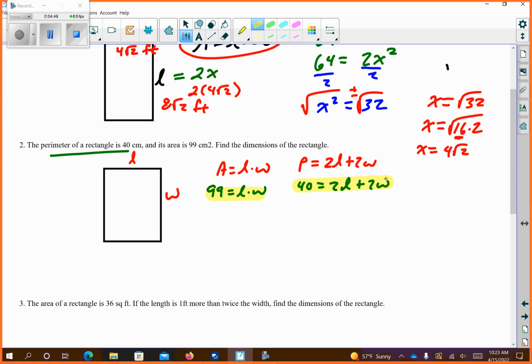First off, do we know that we have 2 unknowns? We don't know length or width, do we? What do you think? How should we approach this a little more in depth? Let's see. Can I solve one of the equations for a letter? So I could say that length is equal to 99 over W, or I could say that width equals 99 over L. And all I would have done there is either divide by L or W.